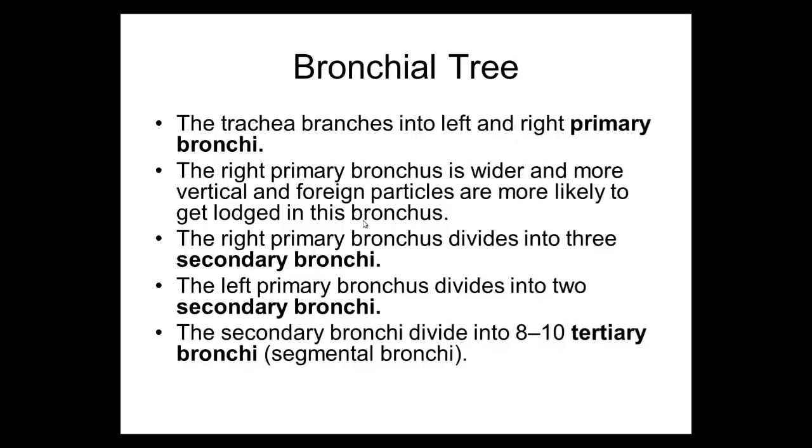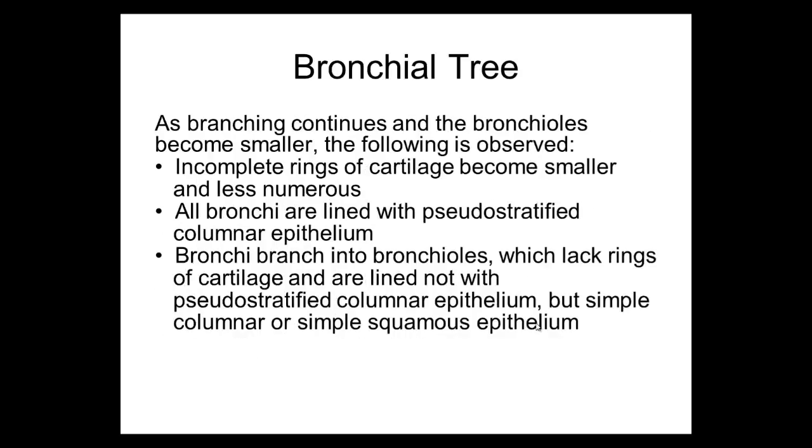So the primary bronchus will split, giving you secondary bronchi. Secondary bronchi will give you 8 to 10 tertiary bronchi, and keep branching and branching and branching, and that's what we call the bronchial tree. At the very end, at the bronchioles, you're not going to have any cartilage. Instead, it is lined with smooth muscles, but no cartilage.